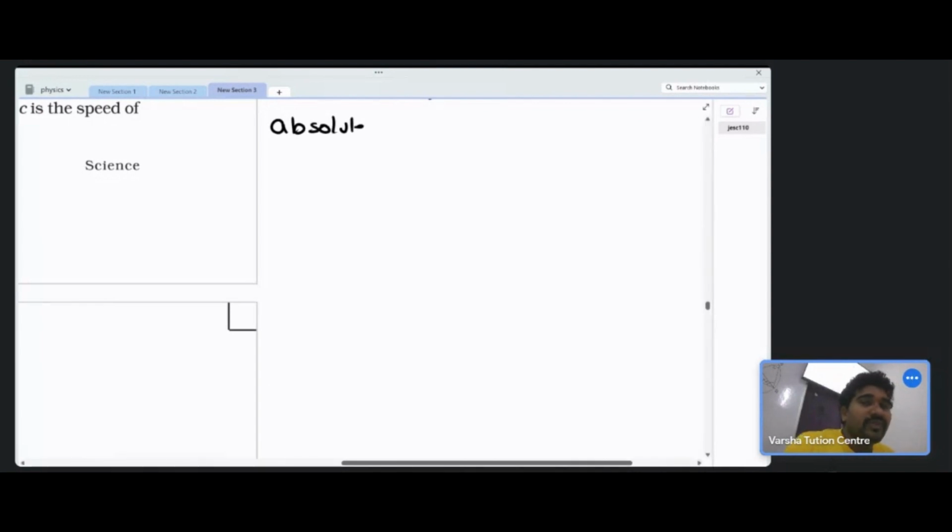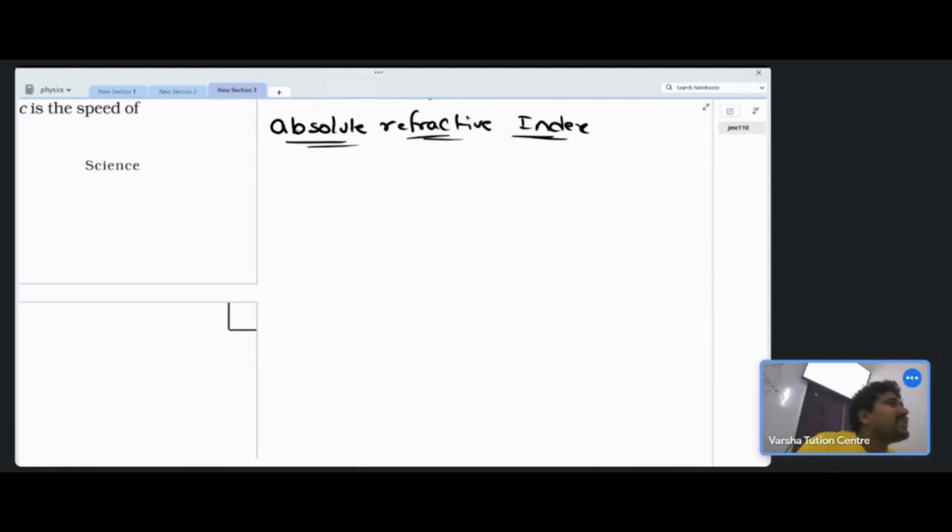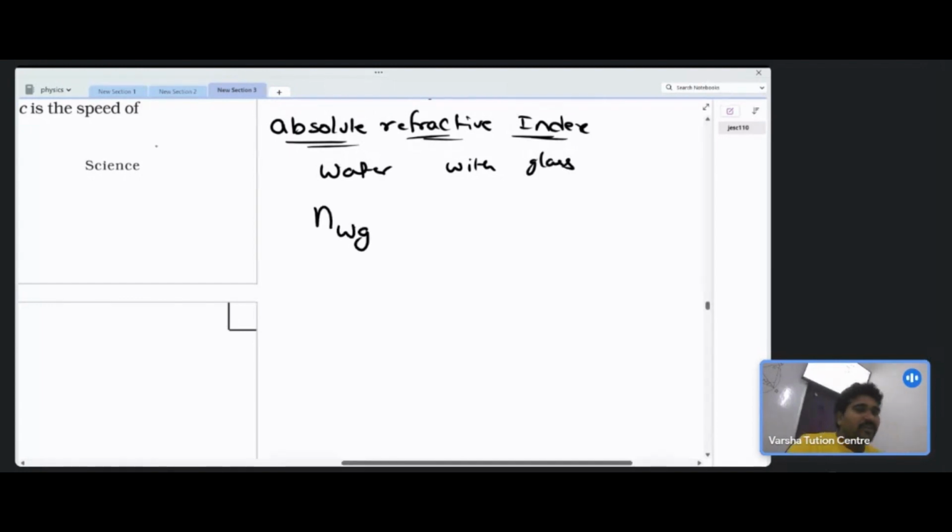Absolute refractive index. Here, what is the condition you write? One medium will be fixed to air or vacuum. Oh, earlier you were telling water with glass combined. I told it like NWG. What do you mean by that? Water with respect to glass.